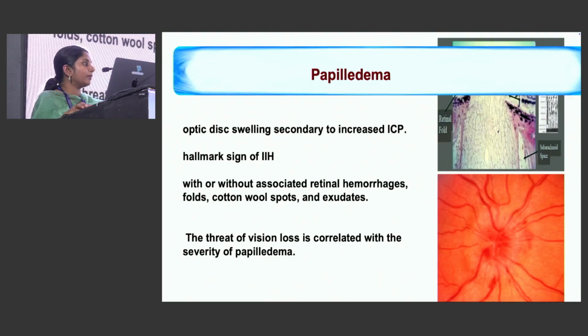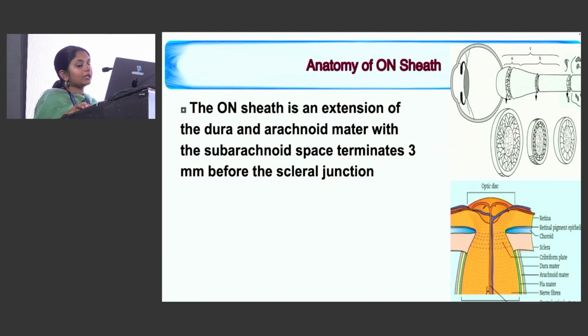It may or may not be associated with retinal hemorrhages, folds, cotton wool spots, or exudates. And the threat of vision loss it can cause is related to the severity of the papilledema. And before going to the pathophysiology, just a brush up for anatomy.